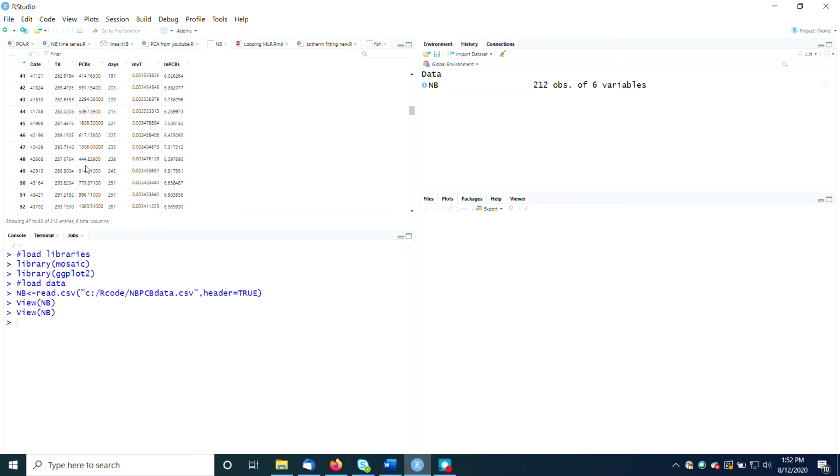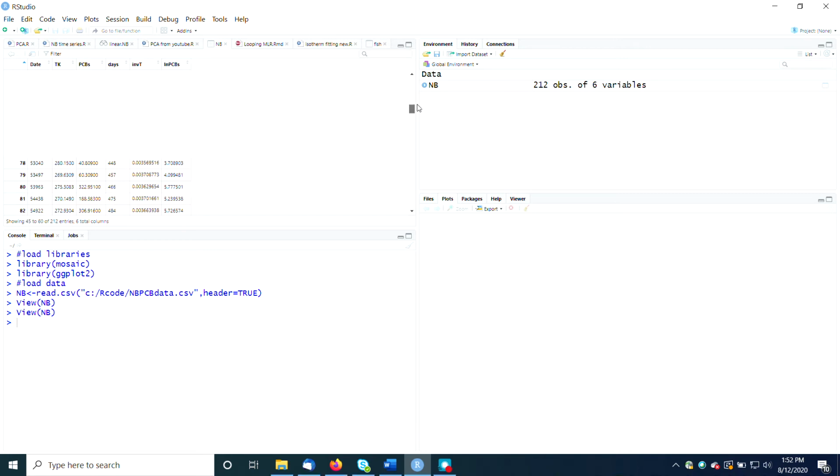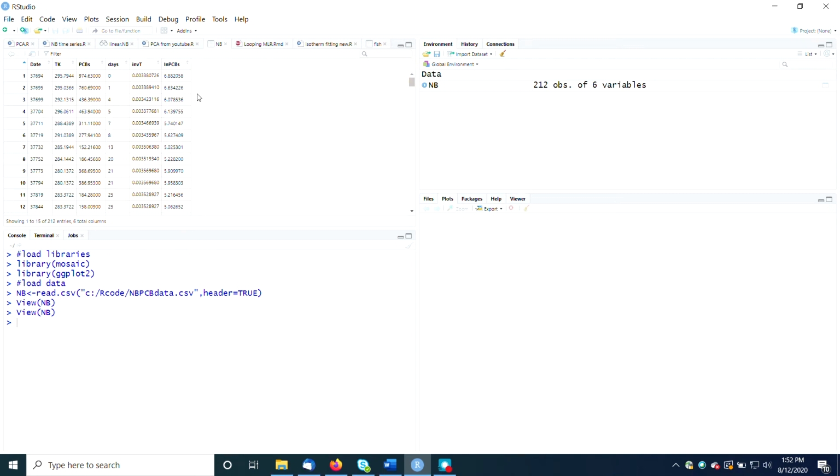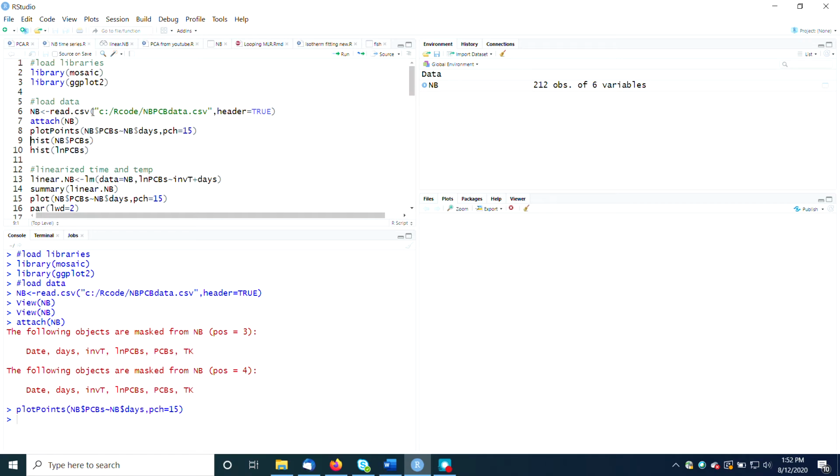And you can see there's actually quite a lot of measurements here, over 200 measurements. So this is actually a pretty large data set compared to some of the data sets I've had to deal with before. So here's our New Brunswick time series. So we've loaded that up. I'm going to attach it. There you go. And then let's just plot our data points.